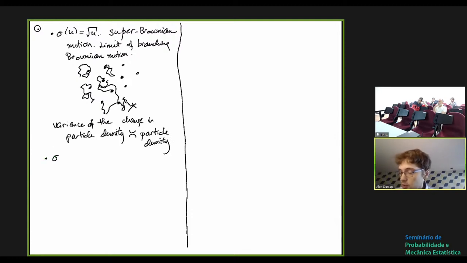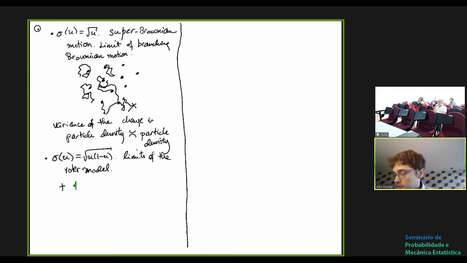So one last example, we could take sigma of u to be equal to the square root of u times one minus u. And this in certain regimes gives limits of the voter model. So the voter model is saying we're going to have a referendum and we have many voters. And each voter is either pro or con on the issue or on the referendum. So we'll write plus for pro and minus for con. And the voters live on a street grid. So they live on a lattice. So I'll draw it in two dimensions.